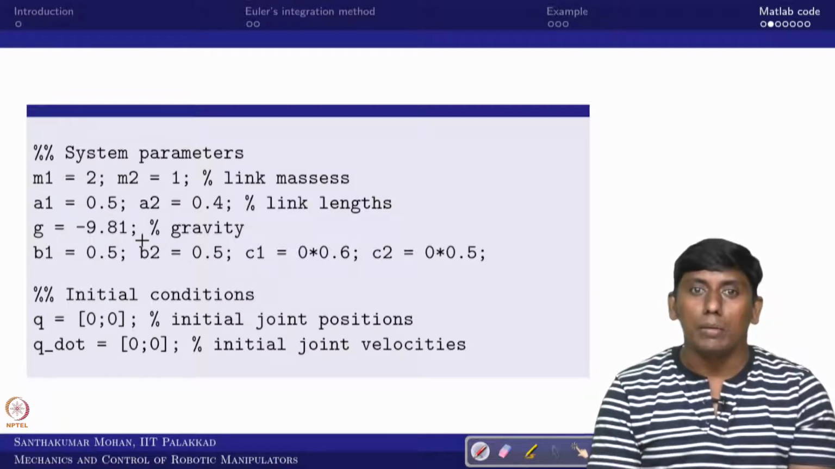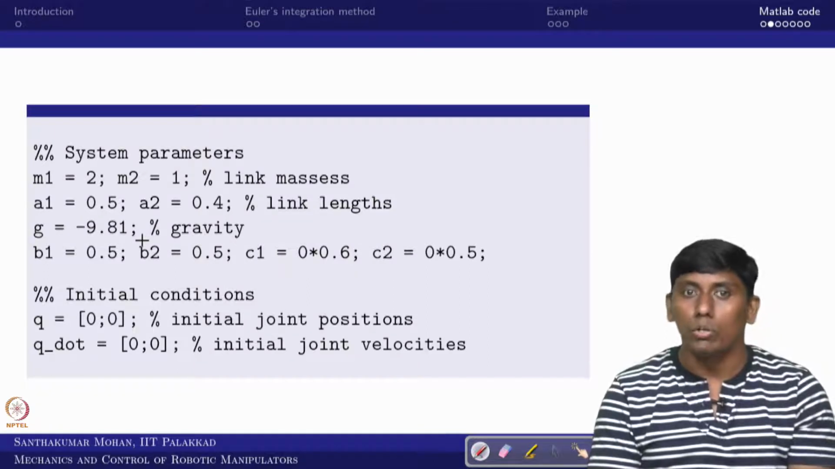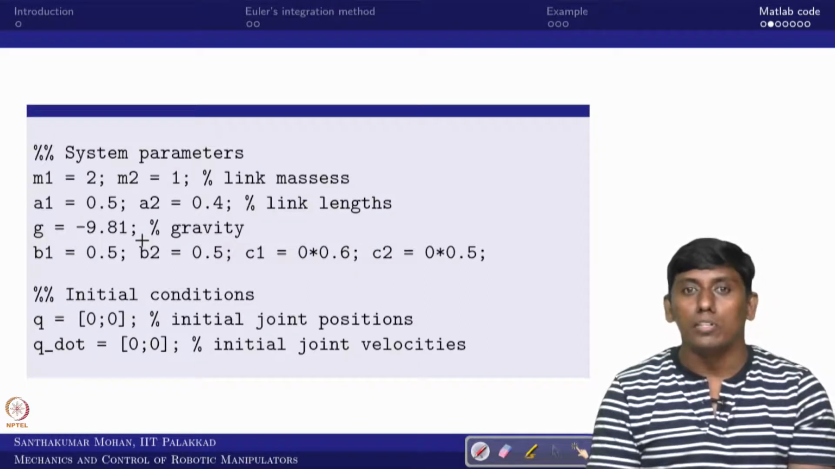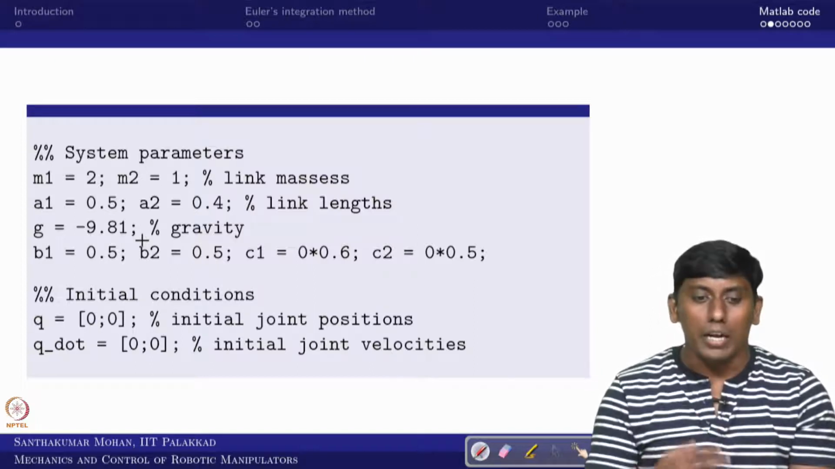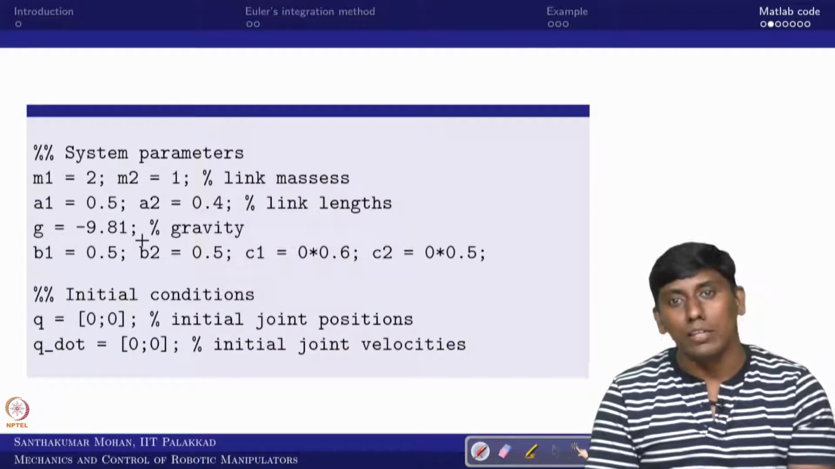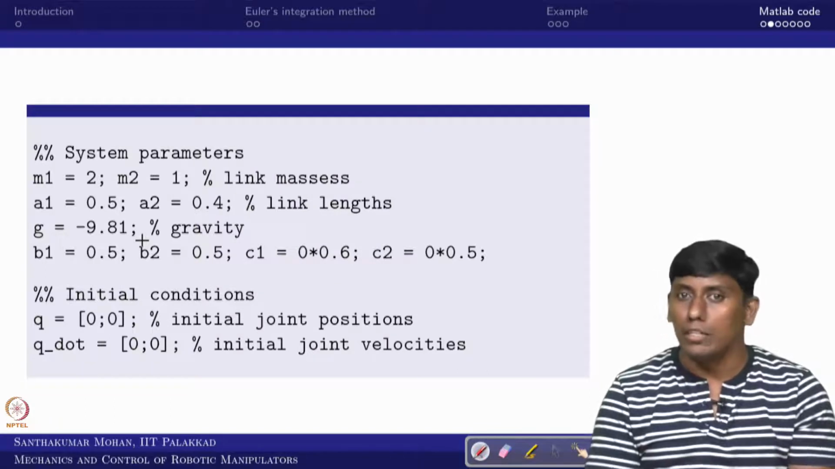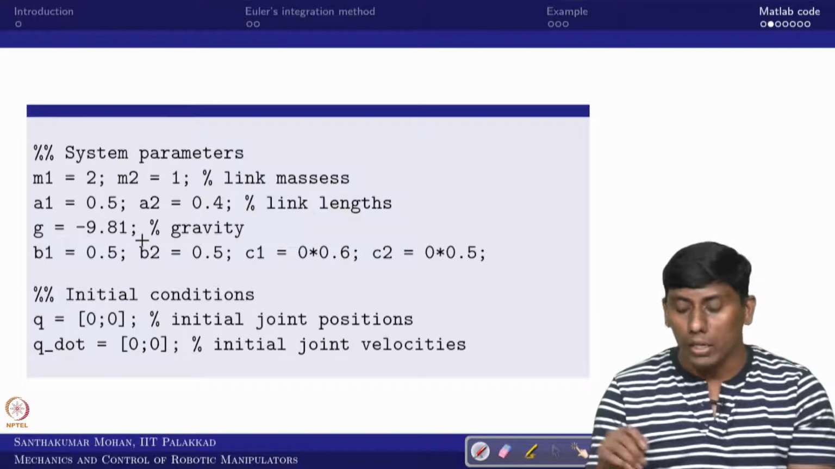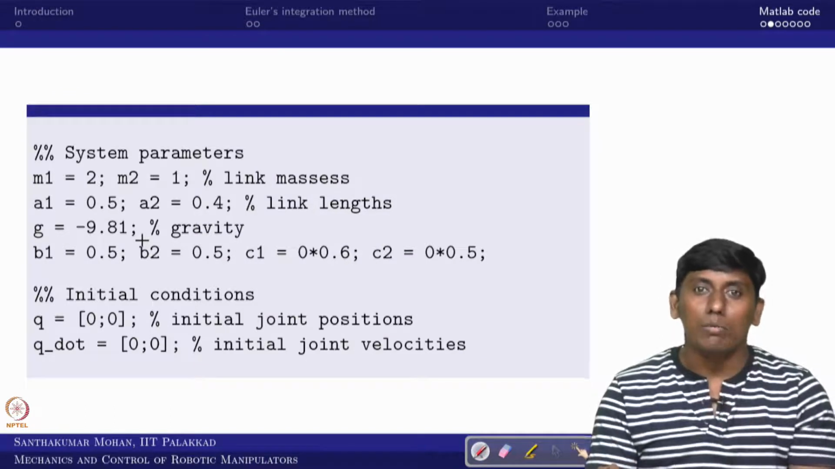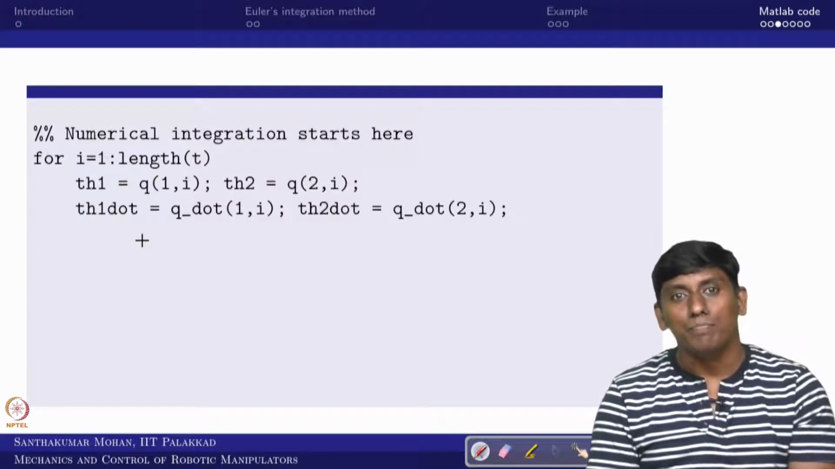So the joint velocity I am calling q underscore dot, and the joint position I am calling q. So q is equivalent to theta 1 and theta 2. So q dot is equivalent to theta 1 dot and theta 2 dot. So right now we assume both are zeros. Since theta 1 and theta 2 are 0, and theta 1 dot and theta 2 dot are also 0. Okay. So once we are all done, what else we need to do? We can start the numerical integration.